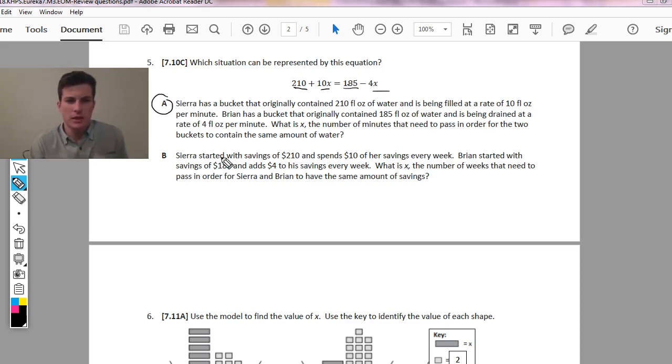Let's just check on B. Started with a savings of 210, spends 10 per week. That would be like 210 minus 10x because it's spending. So I think B is wrong. You could continue to read through the choices though. Okay, next one, number 6.